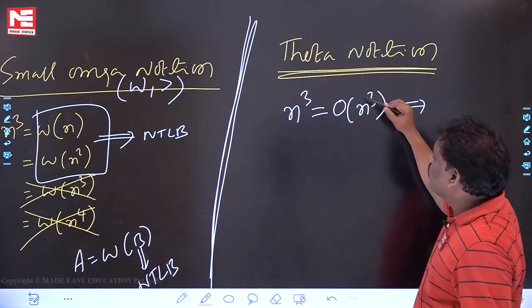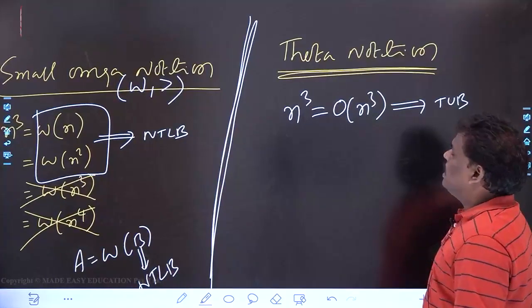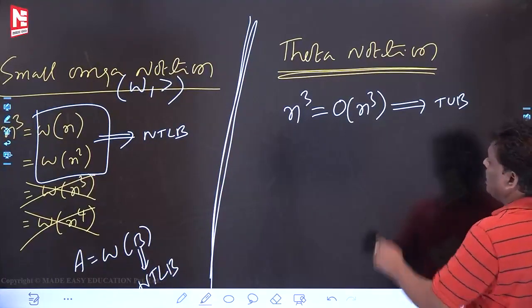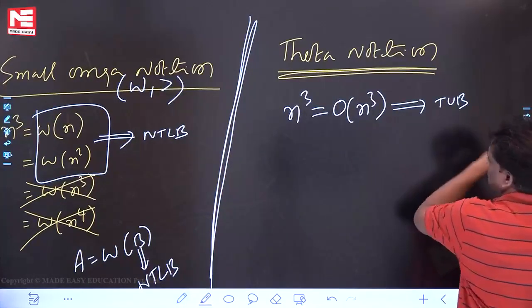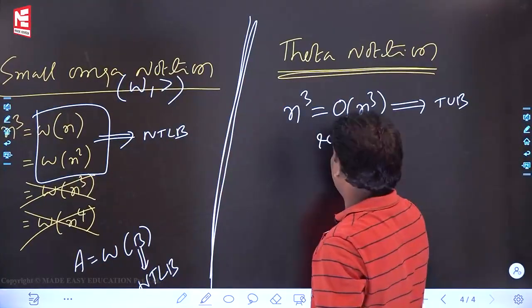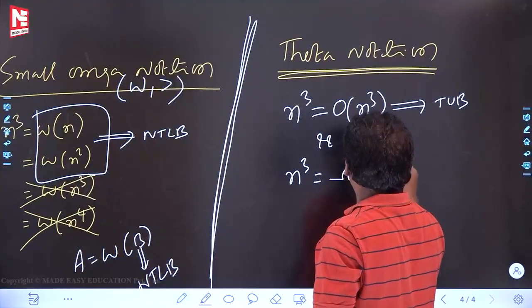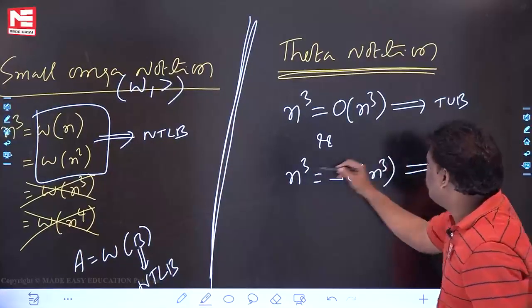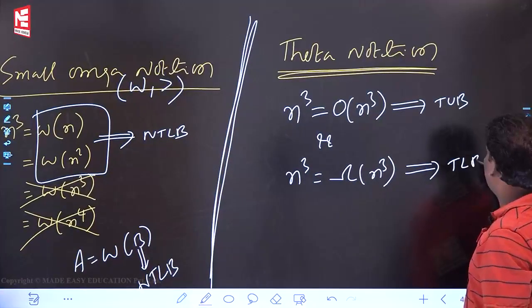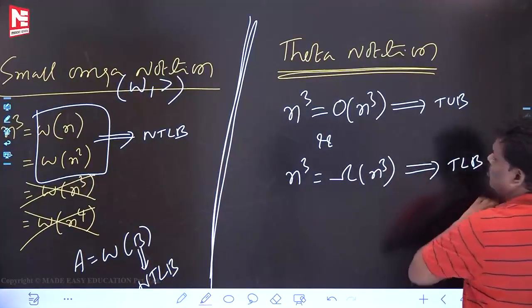Big O means upper bound and both are equal. So, what is the meaning? Tightest upper bound. Because both are equal, it is the tightest upper bound. And see this one, n cube is omega of n cube. What is the meaning? Everyone knows omega means lower bound, and both are equal here. What does it mean? Tightest lower bound also.